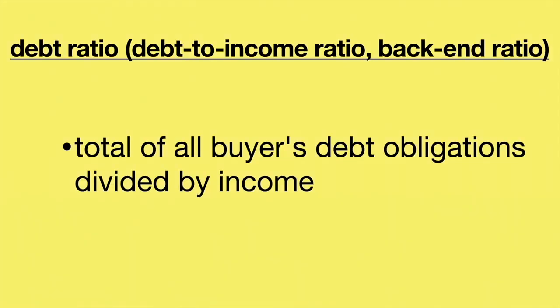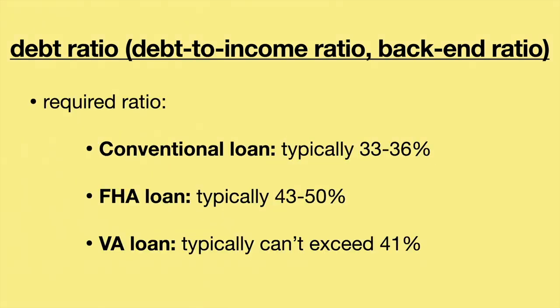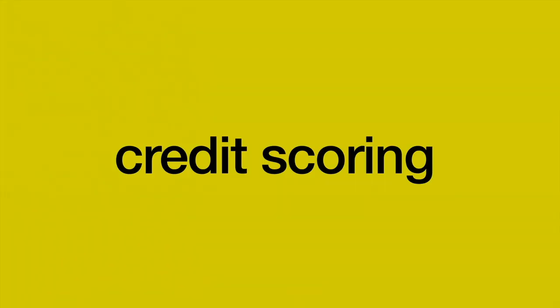The debt ratio, also known as debt to income ratio or the back-end ratio, is the total of all the buyer's debt obligations divided by income. The required ratio will vary depending on the type of loan and lender. For a conventional loan, it'll typically be between 33 and 36%. For an FHA loan, typically 43 to 50%. For a VA loan, typically cannot exceed 41%. After loan package analysis, the underwriter will recommend application approval or denial, and it may request more documentation.